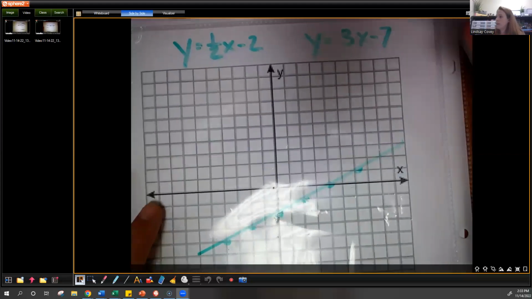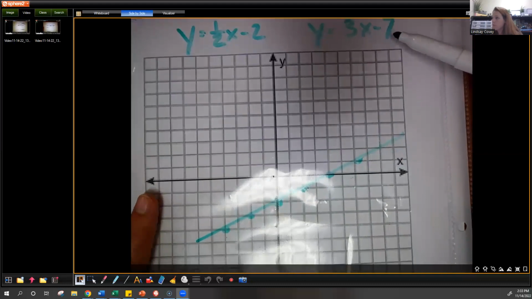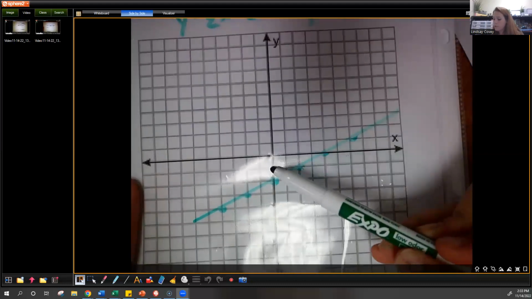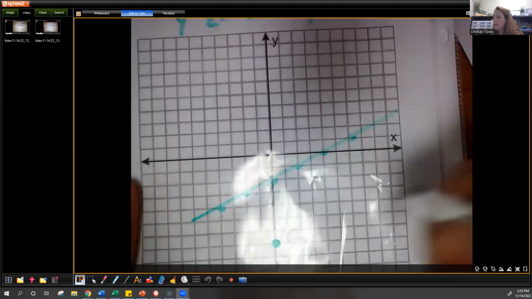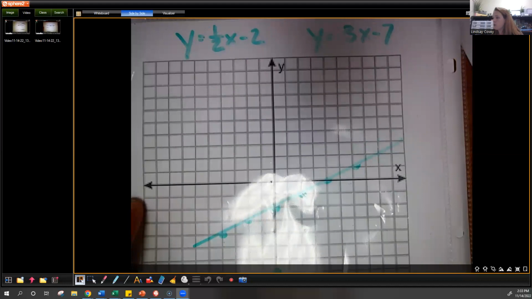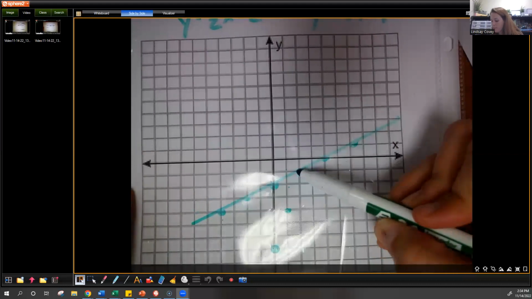And now I'm also going to graph this one. I'm going to start at my b, my y-intercept, which is 7. 1, 2, 3, 4, 5, 6, 7. And 3x is my slope, so that's 3 over 1. So up 3: 1, 2, 3, over 1.